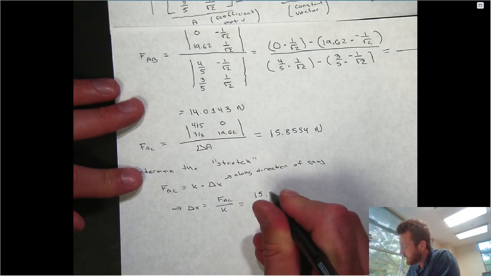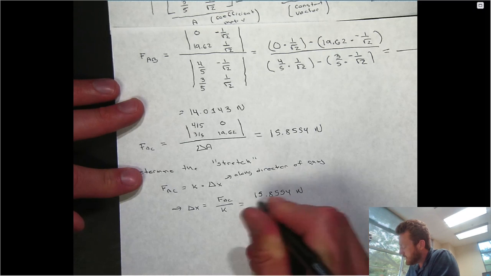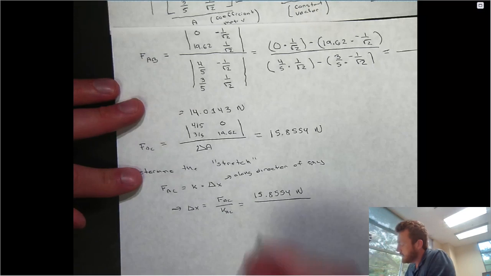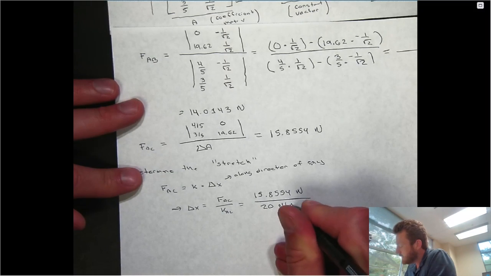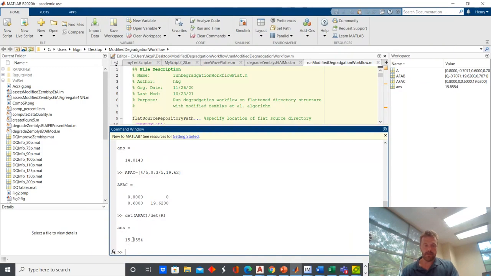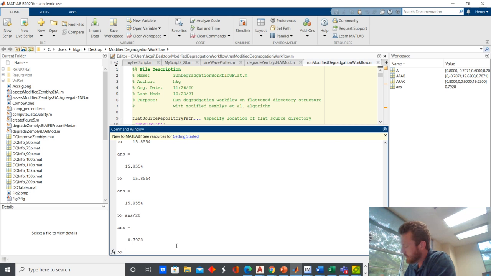So 15.8554 newtons divided by KAC, our particular spring constant, which is 20 newtons per meter. So if we compute that quantity, and I'm not going to round it, I'll use that answer exactly. If I divide that by 20, I get an answer of 0.7928 meters, which in engineering notation we would write as, let me go back to my doc cam just to show you.